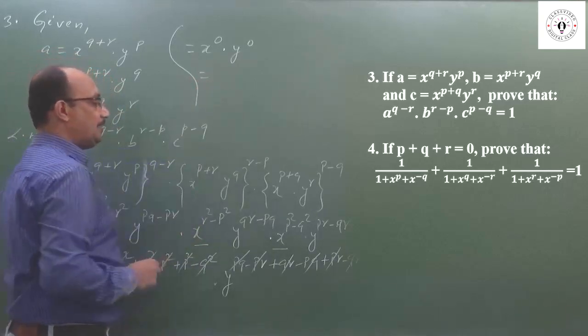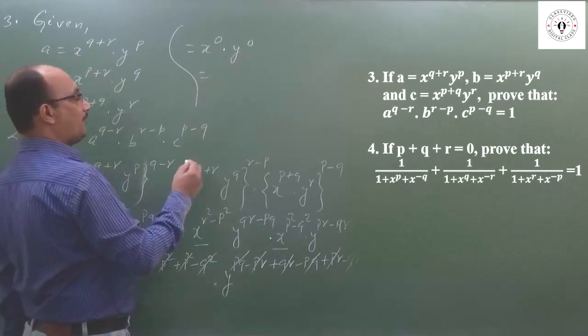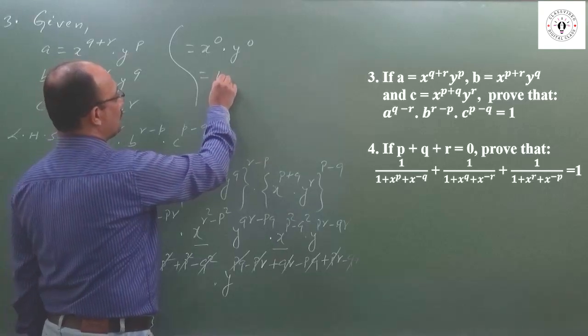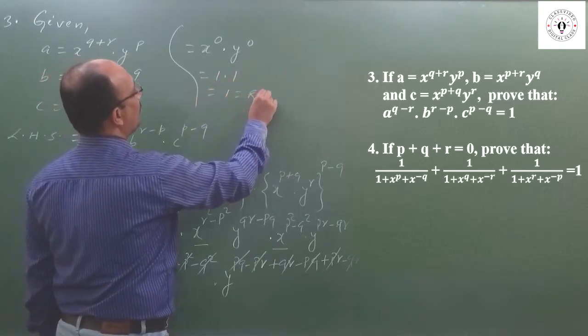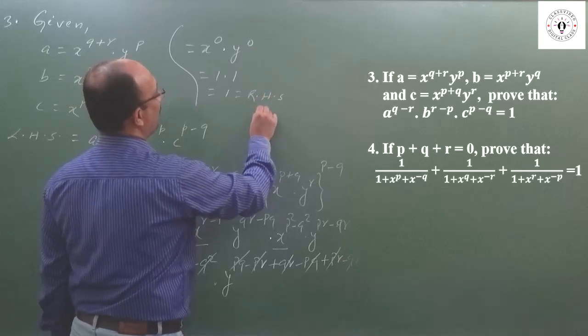And we know that anything to the power 0 equals 1, except 0. So x to the power 0 equals 1, y to the power 0 equals 1. 1 into 1 is 1, which is our right hand side. Proved.